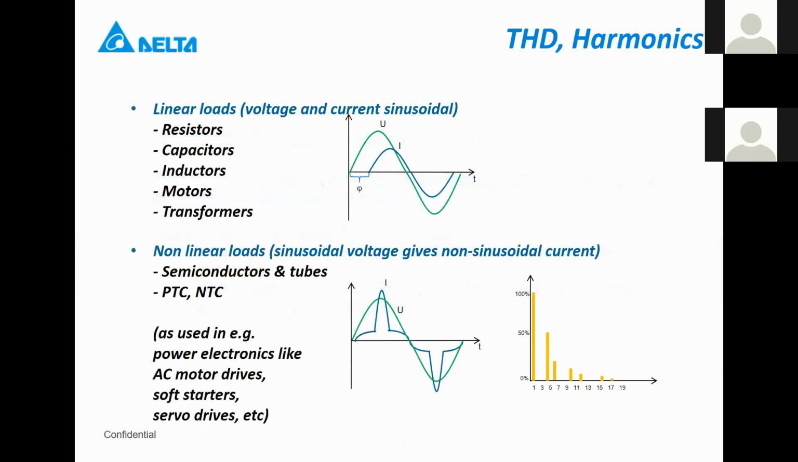Some examples. Linear loads: resistors, capacitors, inductors, motors, transformers directly connected to the main supply. Non-linear loads: soft starters, servo drives, all kinds of power electronics, also lighting, LED lighting for example, or tube lighting is also a non-linear load. The current is completely different from the shape of the voltage.